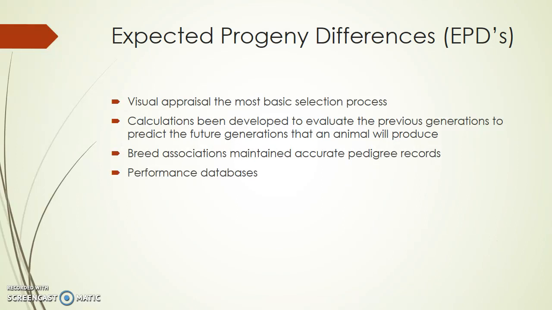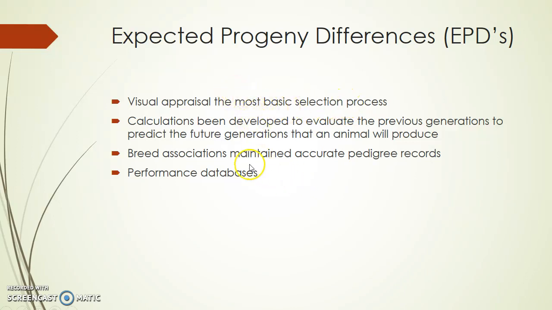Okay, so then we get into the discussion of EPDs. Okay, and EPDs are an expected progeny difference. Okay, and it's a visual appraisal of the most basic selection process. Okay, and this will be our primary lab assignment, and I think Dr. Dooley will probably go through this with you in lab.